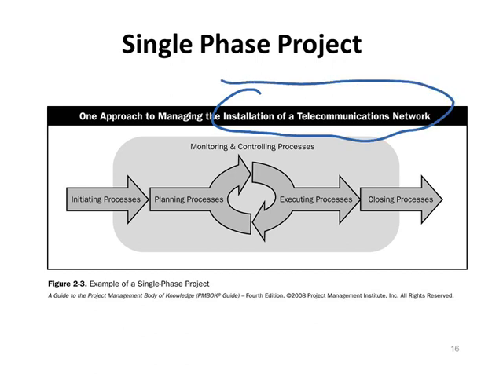As you see, they have all the 5 process groups: initiating, planning, executing, closing, and monitoring and controlling.